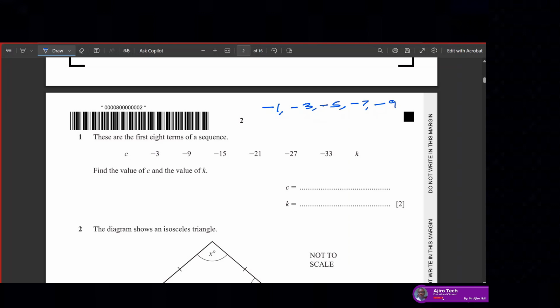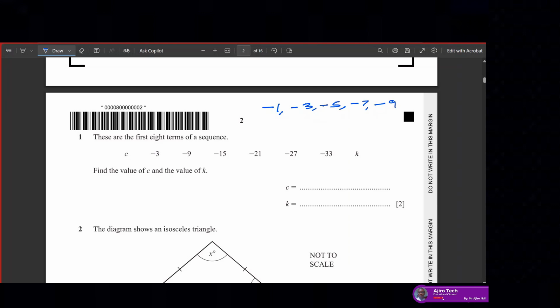Okay. So this is a linear sequence. How do we recognize a linear sequence? When you are adding or subtracting a particular number to get the next term, we say it is a linear sequence. Now, if you look at this sequence that we have here, what do you observe about getting the next term? The difference between 3 and 9 is 6. That should be -6.